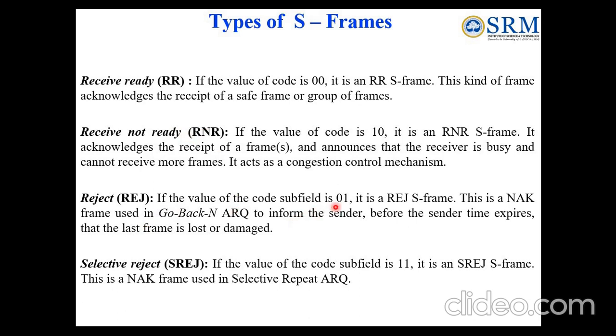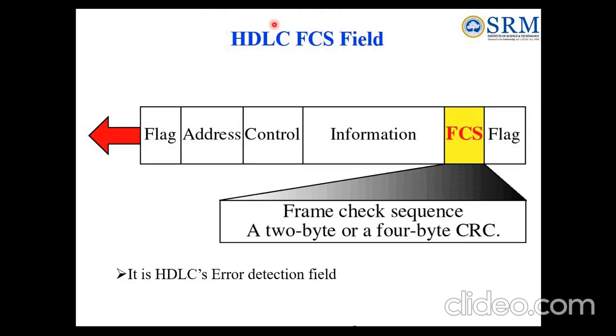Reject: if the value of the code is 0, 1, it is reject frame in the S frame. This is a negative acknowledgement used in go-back-N ARQ to inform the sender, before the sender's timer expires, that the frame is lost or damaged, so we retransmit the frame. Selective reject: if the value of the code is 1, 1, it is SREJ S frame, a negative acknowledgement in selective repeat ARQ.